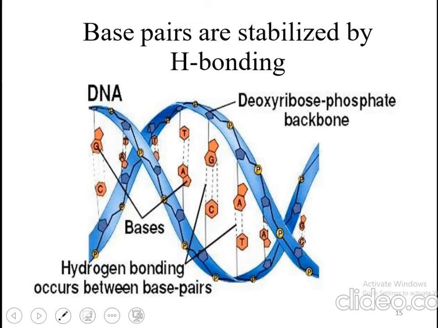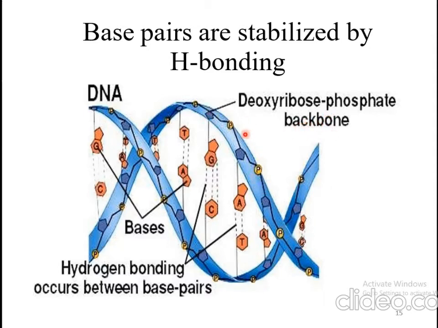Base pairs are stabilized by hydrogen bonding. Dear students, you can see clearly hydrogen bonding in the form of dots in this line. Hopefully you are familiar with hydrogen bonding. These are the deoxyribophosphate backbone.